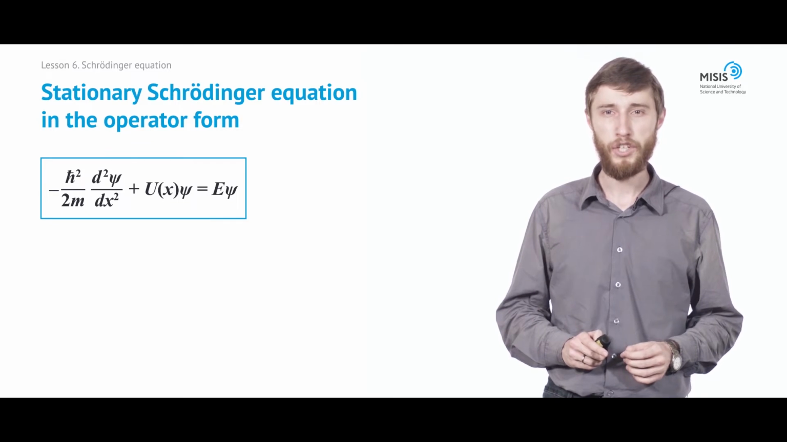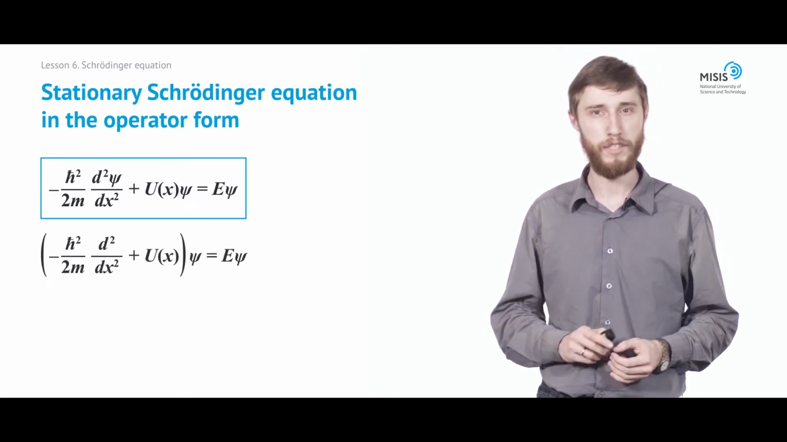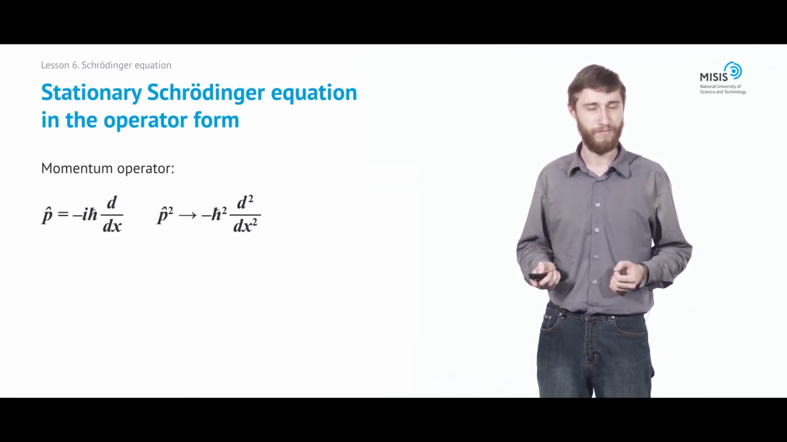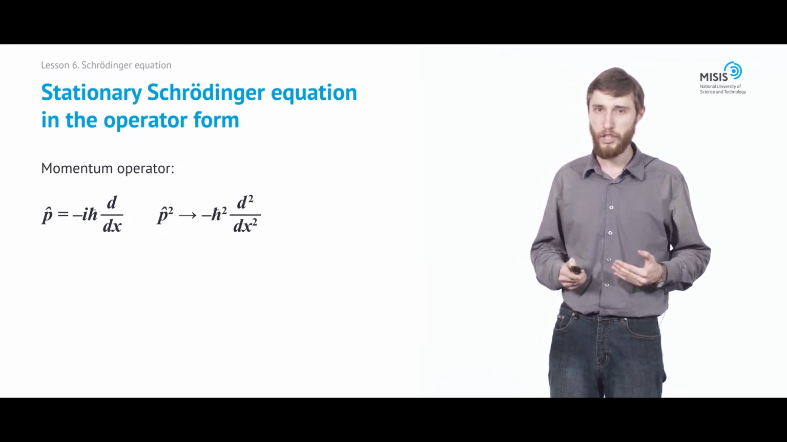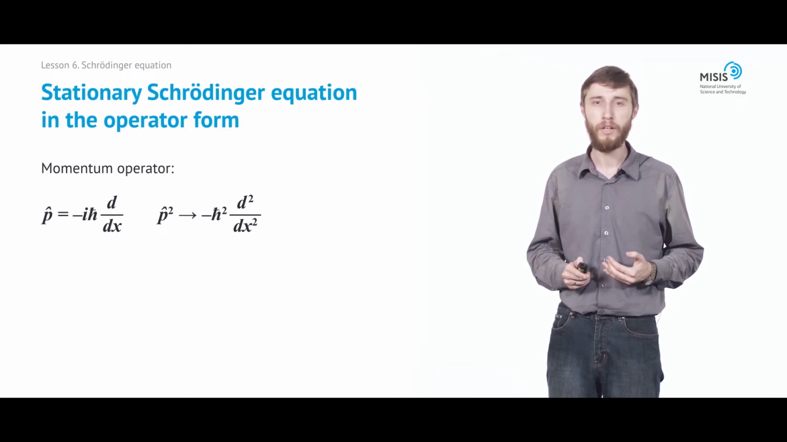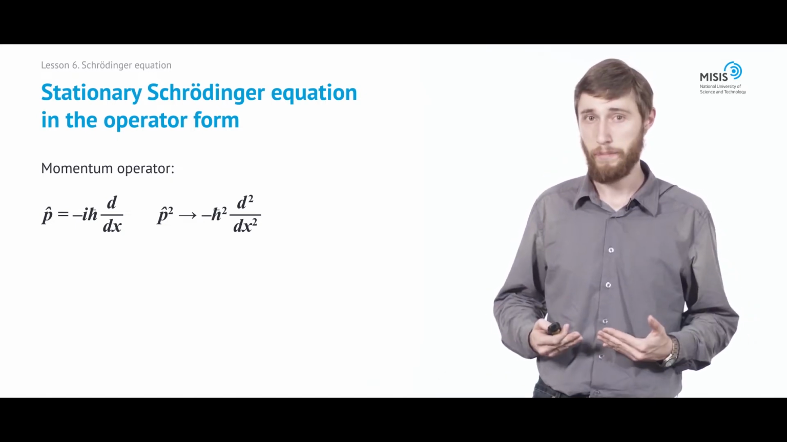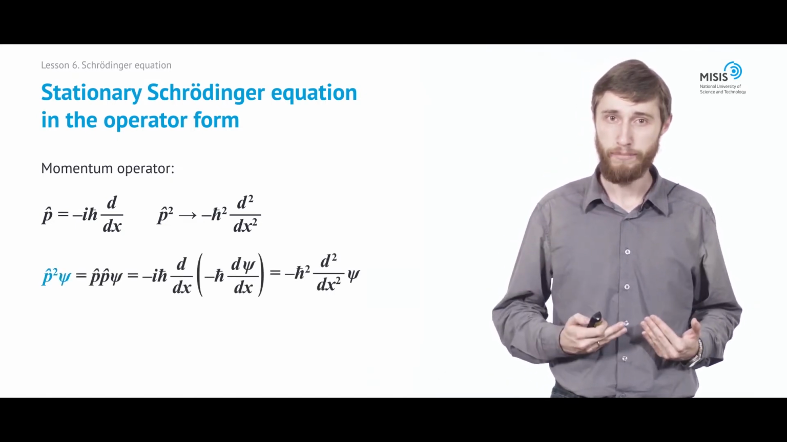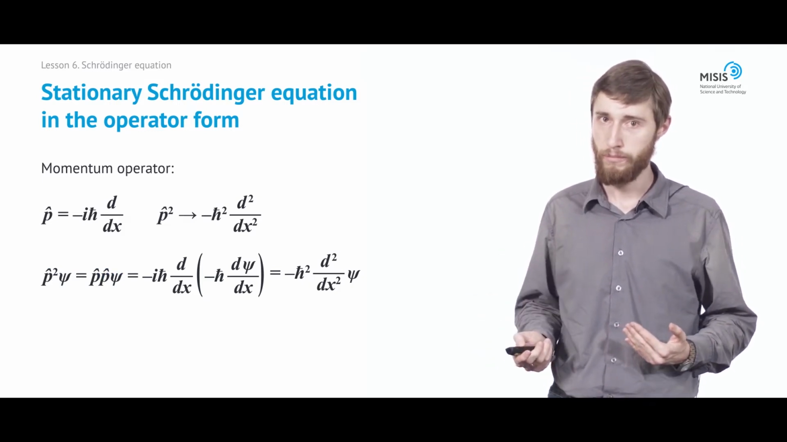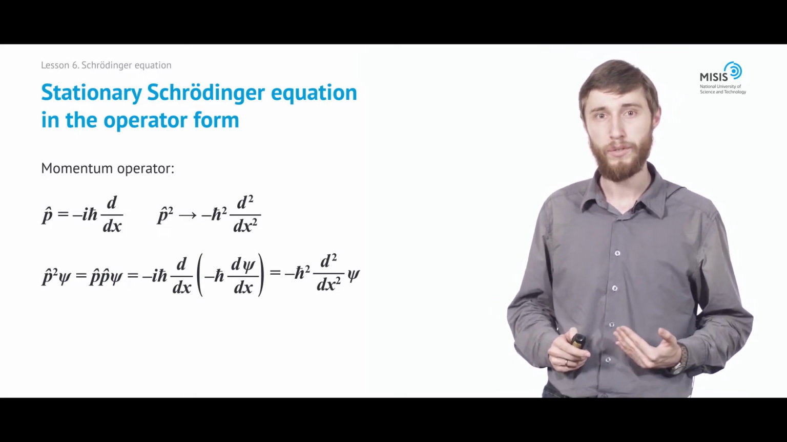Let's try to bring the equation into a simpler form. First, take psi out of the brackets. Recall the momentum operator from episode 4. Then this combination becomes p squared, meaning that we apply the momentum operator two times successively, one after another. For example, p squared acting on psi can be written in this way. Therefore, this tells us what the p operator squared is.